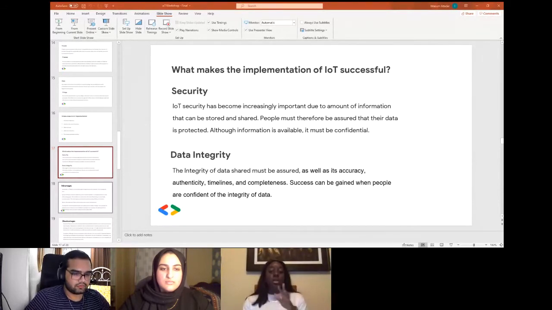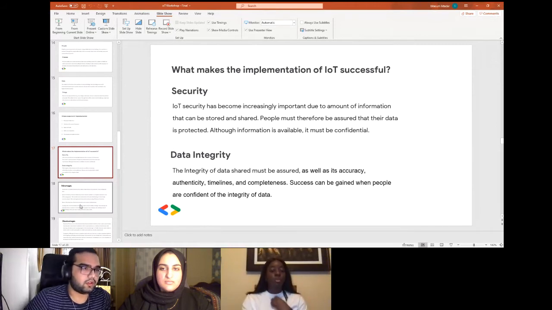Another thing, the second thing, is data integrity. The integrity of data has to be assured, and this is done through assuring its accuracy, authenticity, timeliness, and completeness. Success can be gained specifically when people are confident in the integrity of their data. When you know that your data has integrity, you're obviously going to believe that your solution is meaningful and successful.